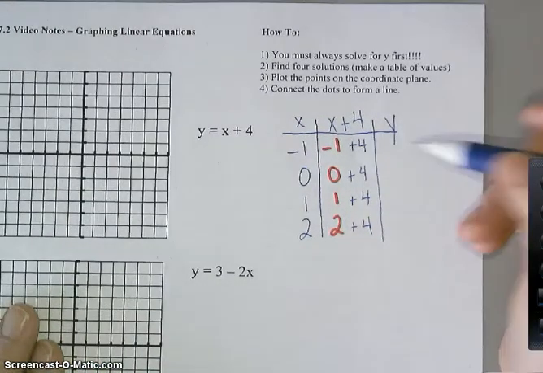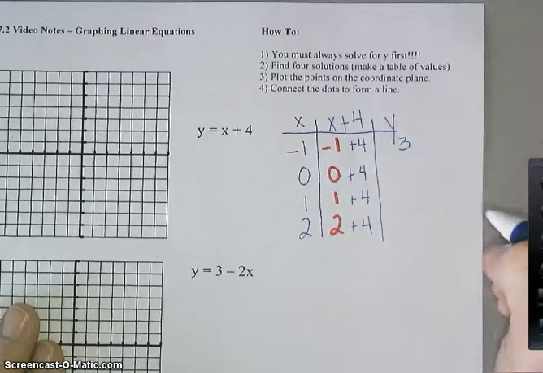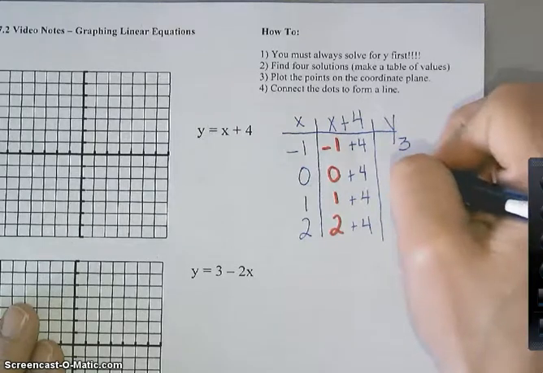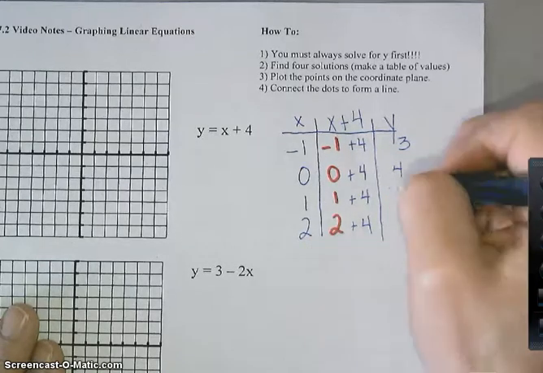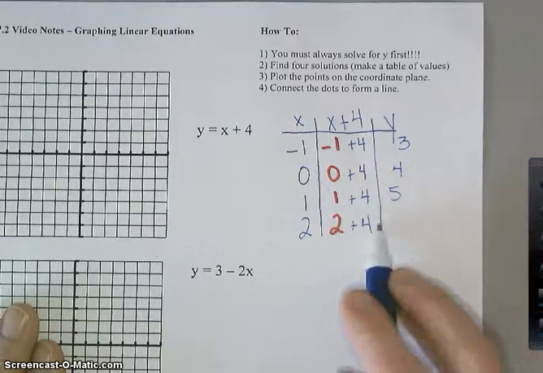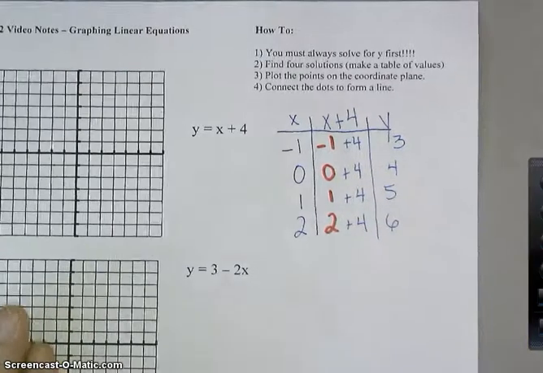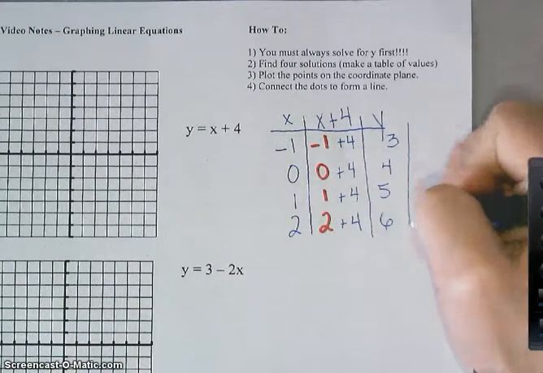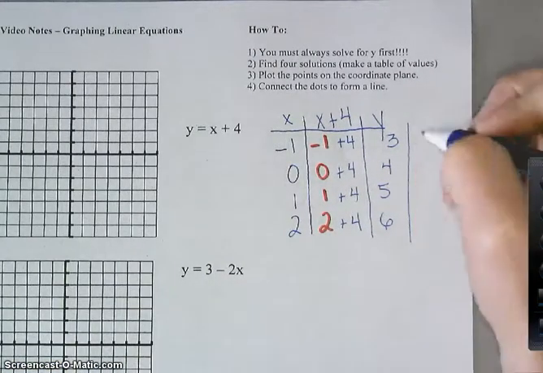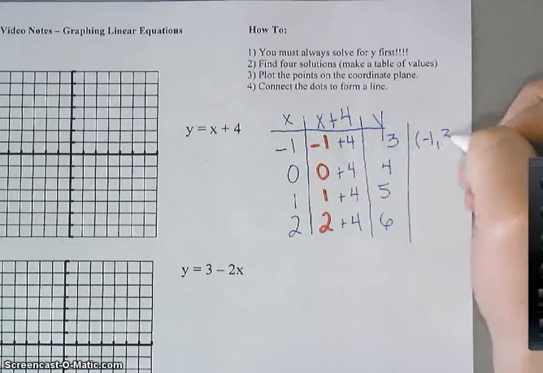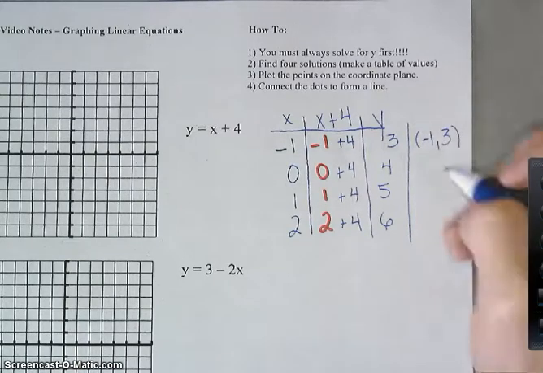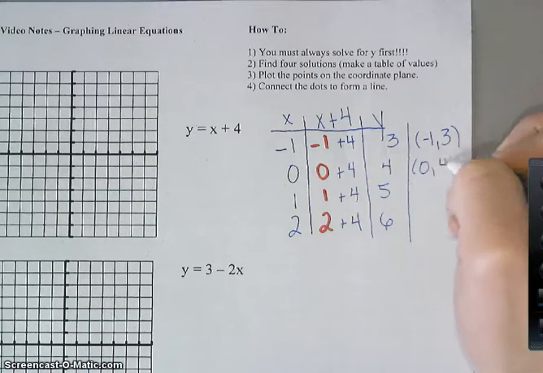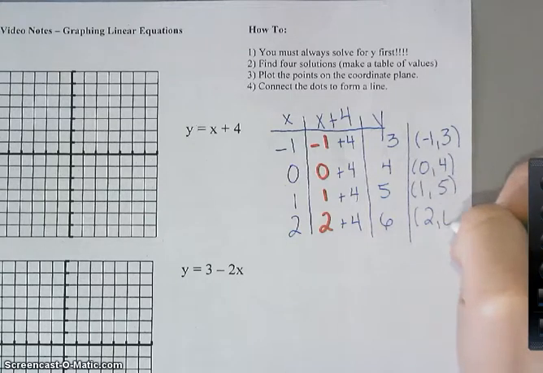So -1 plus 4 is 3. 0 plus 4 is 4. And then 1 plus 4 is 5. And then 2 plus 4 is 6. And if you remember from yesterday, our final column here is our ordered pairs column, because this is what we need to graph. So the ordered pairs are (-1, 3), (0, 4), (1, 5), and (2, 6).